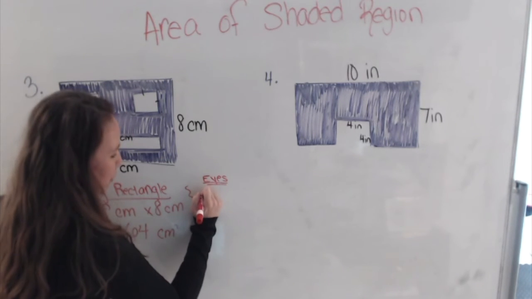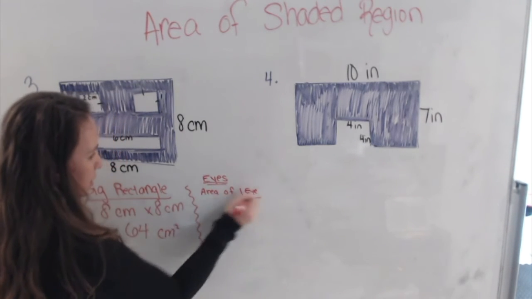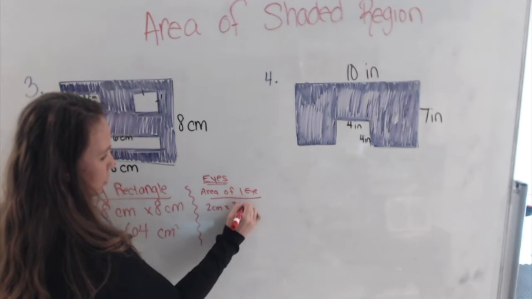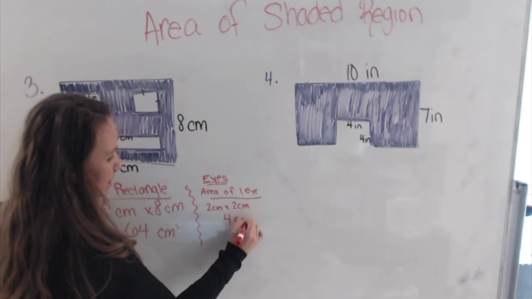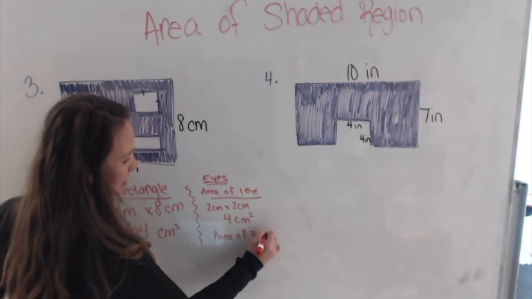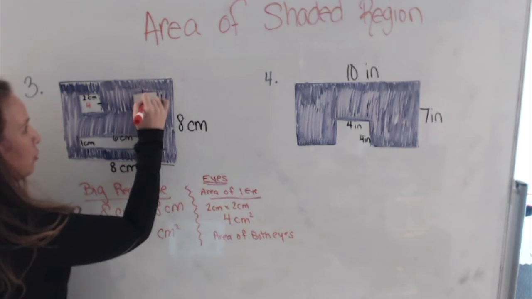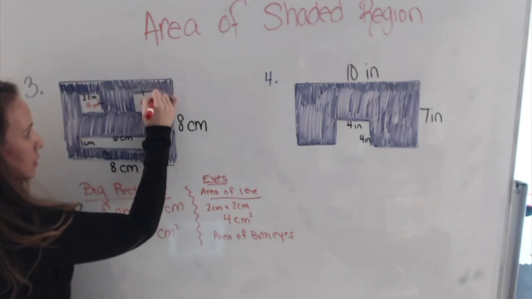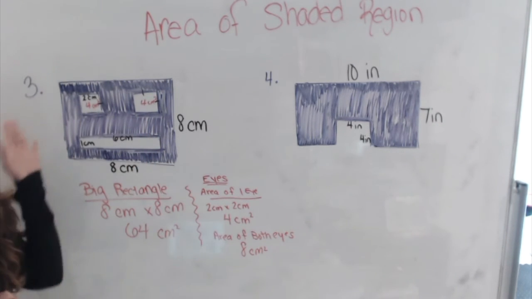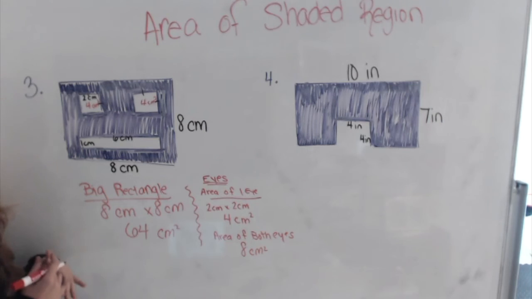So how do we find the area of the eyes? Area of one eye. Well, the height is 2 centimeters by the length of 2 centimeters, giving me 4 centimeters squared. So area of both eyes is, well, if one's 4 and the other's 4, that means they're a total of 8 centimeters squared. So we have the big rectangle and we have the eyes. Now let's just do the mouth and then we'll do our subtraction.